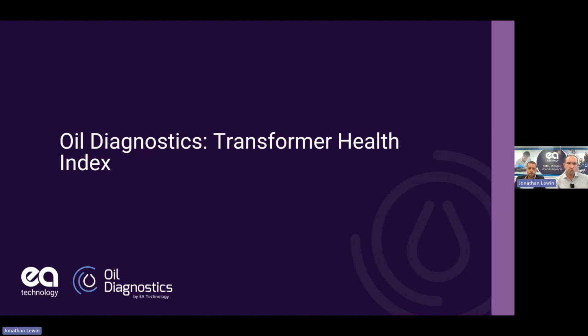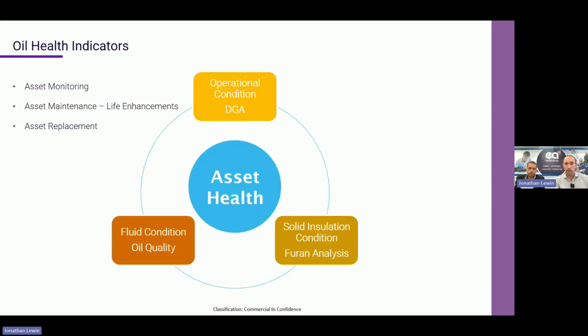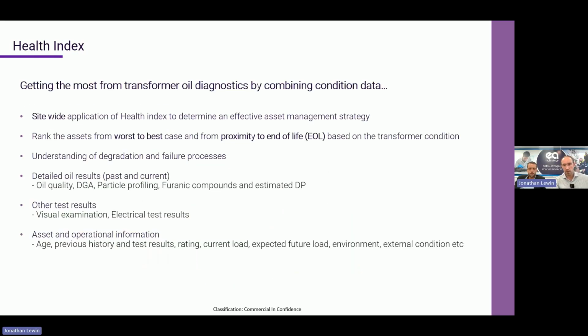So the next phase of the program that you can then look at is the health index platform. A health index platform takes all that condition data that we've just discussed from the operational condition, the solid insulation condition, and the fluid condition, and it groups them together to be able to look at and understand asset monitoring, asset maintenance, life enhancement measures, and asset replacements. And it's a very powerful tool for site-wide application.